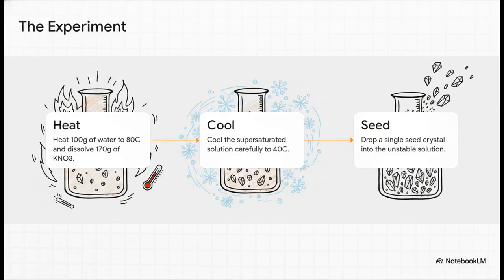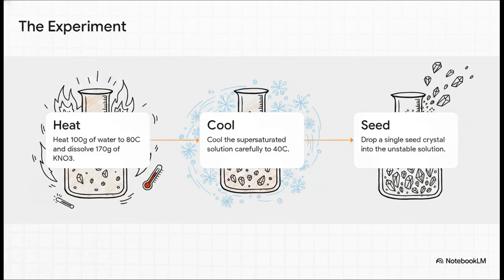Step 1, we take 100 grams of water, heat it up to a scorching 80 degrees Celsius, and dissolve a massive 170 grams of potassium nitrate into it. At this point, it's perfectly saturated. Step 2, we carefully, and I mean very, very carefully, cool this solution down to 40 degrees Celsius without disturbing it. Now, the new solubility limit at 40 degrees is only 65 grams, but we still have 170 grams trapped inside. We have successfully created a highly unstable, supersaturated solution.